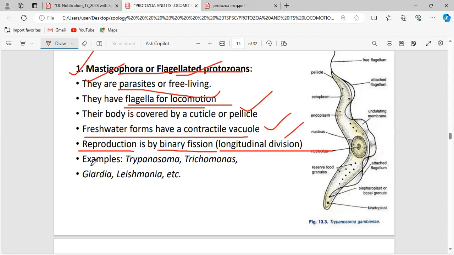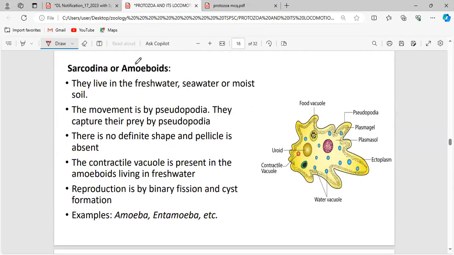Reproduction is by binary fission. Examples are a game changer; you have to remember the examples. Trypanosoma, Trichomonas, Giardia, Leishmania, everything is an example of flagellated protozoans.